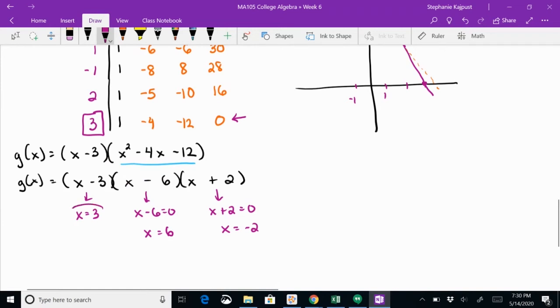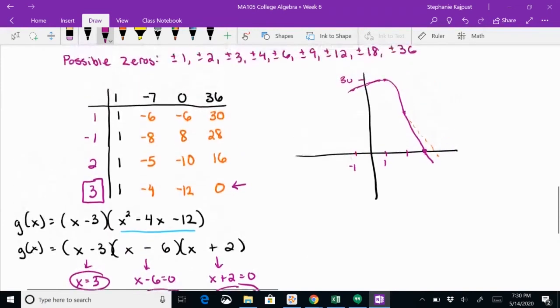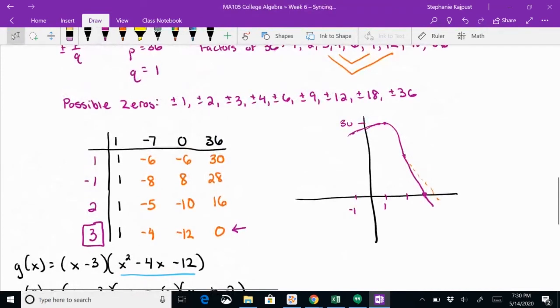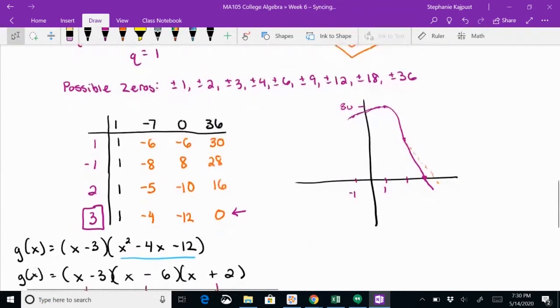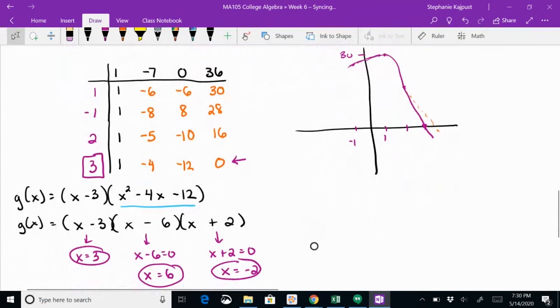So we have 3 zeros here. And you notice that all 3 of those numbers are basically on our list of possible zeros. We also have our product of linear factors, which we needed to help us find those other zeros. So that's basically what you had to do on the assignment.